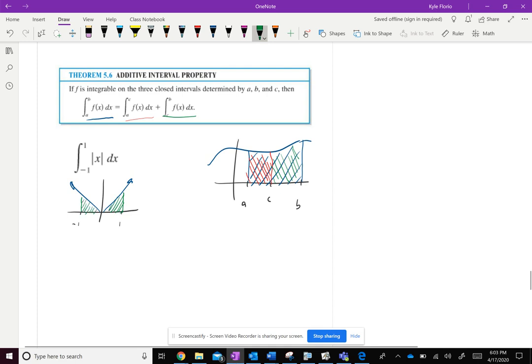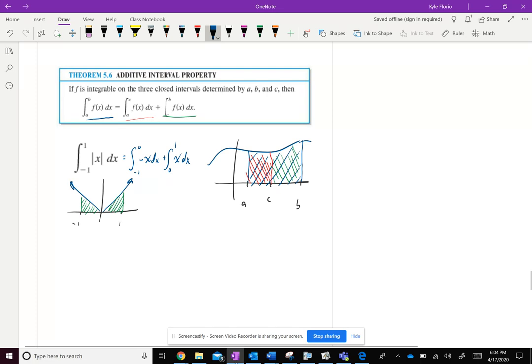And so what I can do here is rewrite this, let's go blue. This is just the integral from -1 to 0, where the function here is -x, and add that to the definite integral from 0 to 1 of the function x.